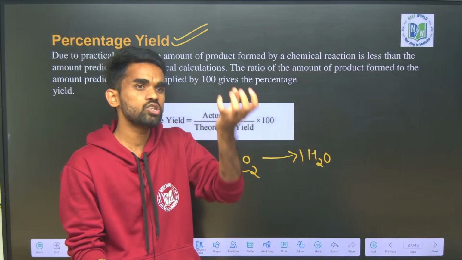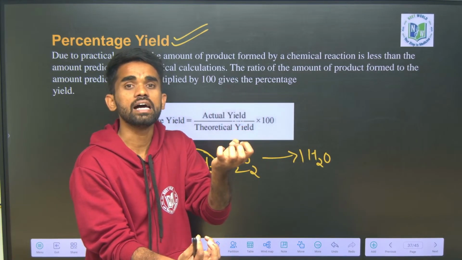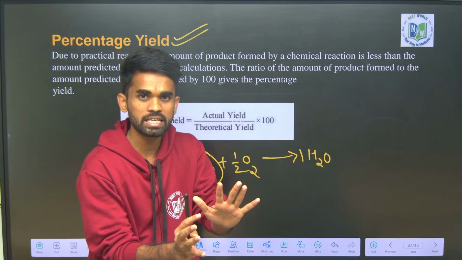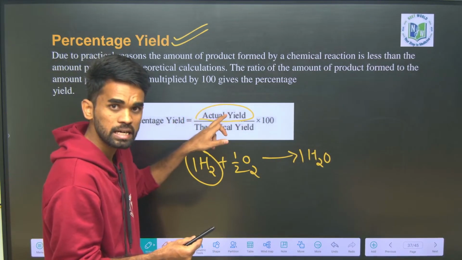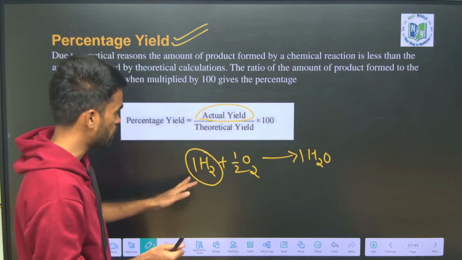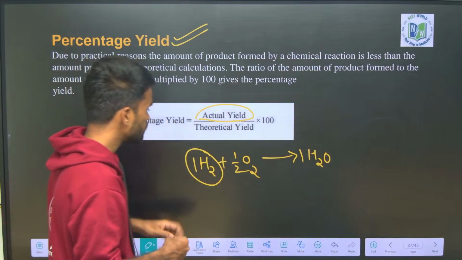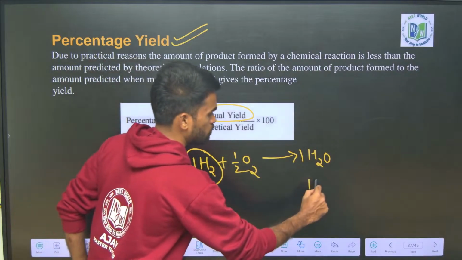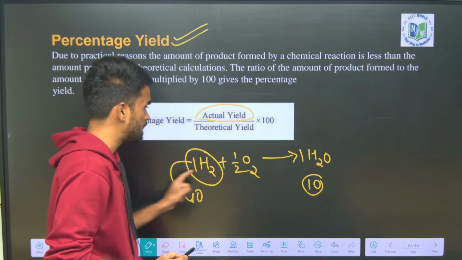Now the ratio of the experimental yield to the theoretical yield is considered the percentage yield of that particular reaction. So what is the percentage yield formula? Actual yield or the experimental yield divided by theoretical yield into 100. For example, for formation of water using this reaction, let us say if I take 10 moles of hydrogen, it will form 10 moles of water. This is based on the balanced chemical equation.